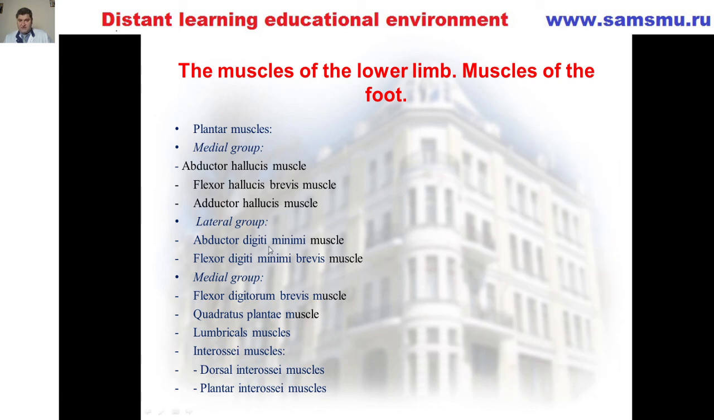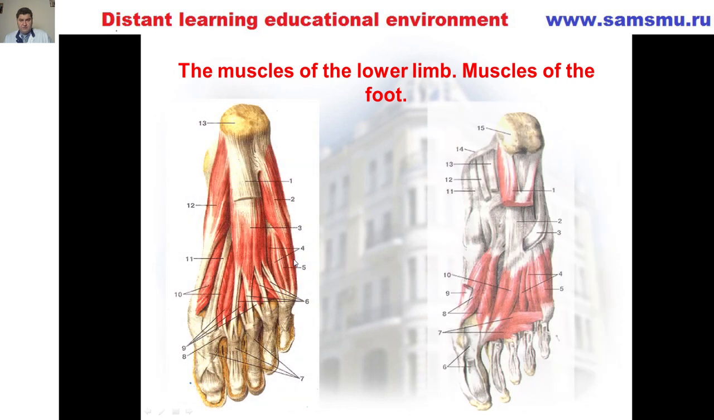You may see abductor digiti minimi muscle, flexor digiti minimi muscle, and also you will see these muscles here. The abductor digiti minimi muscle lies on the lateral border of the sole closer to the surface than the other muscles. It arises from the inferior surface of the calcaneus and the plantar aponeurosis and is attached to the base of the proximal phalanx of the little toe.